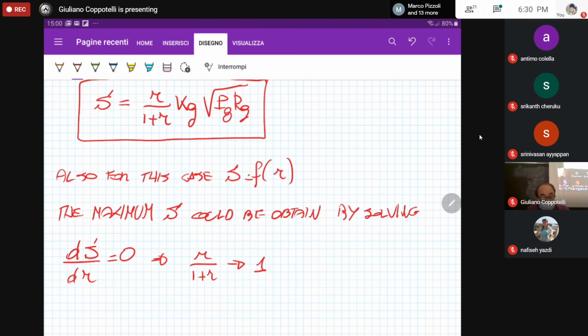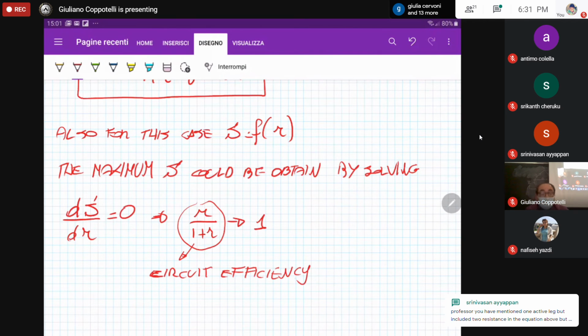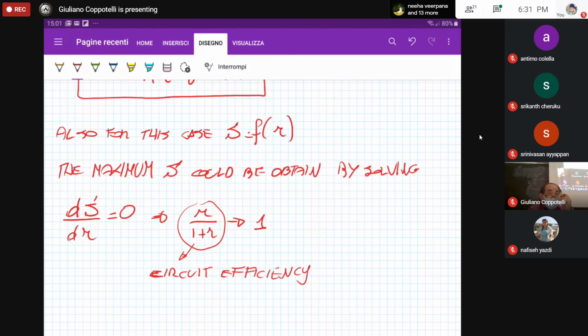So the maximum sensitivity for a Wheatstone bridge with just one active leg operating at the maximum dissipating power is obtained when the ratio R over 1 plus R is equal to 1. This R over 1 plus R is also called the circuit efficiency. So we have the maximum dissipating power when the circuit efficiency is equal to 100%, equal to 1.